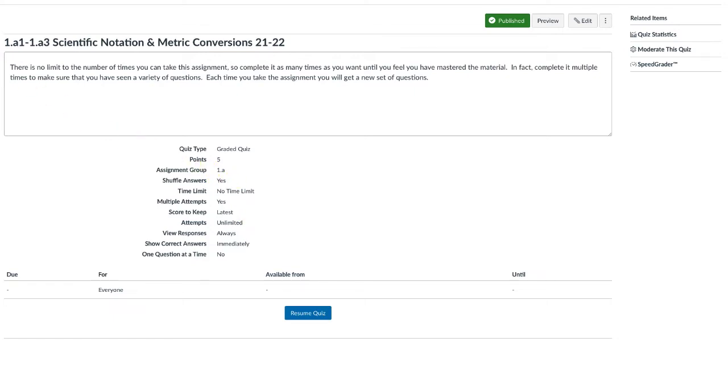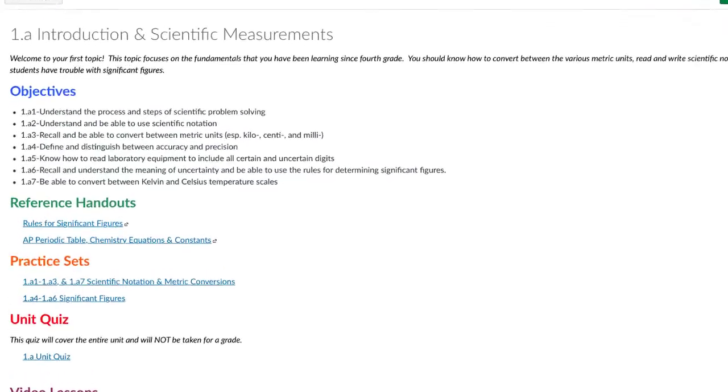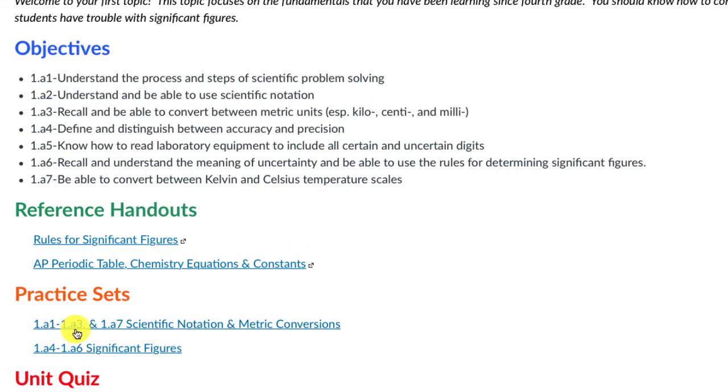If you notice, each of the practice sets is linked with letters and numbers, which coincide back to the objectives. So if you want to test objectives A1 through A7, you can click on this practice set and that will test that. If you want to practice significant figures, then you would just do this one. I focused each of the practice sets individually based on the topic.